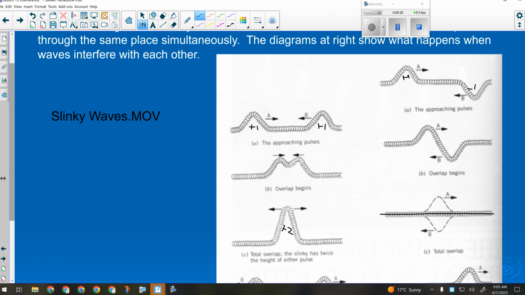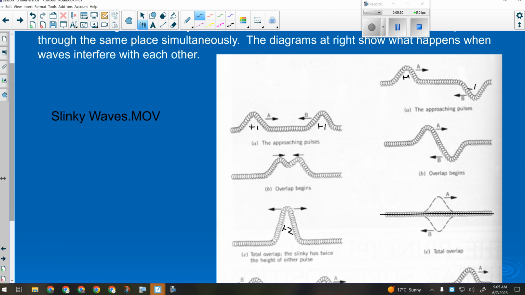Now, the key to interference is that it is temporary. It only occurs where the overlap is happening. Those waves will happily go on completely unhindered after they interact or after they interfere. Okay? Interference does not permanently destroy the waves. It just makes it happen at that one spot. Everybody all right with that?